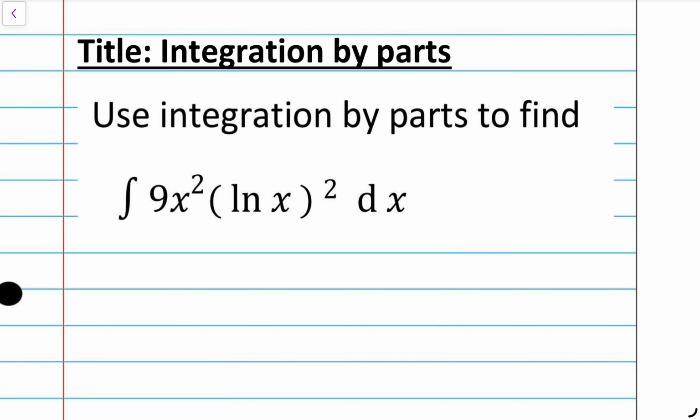Okay, so this question, by the way, came from the excellent Dr Frost Maths, a fantastic website for all different resources. It says, use integration by parts to find the integral of 9x squared times ln of x, all squared. Now, if ln x wasn't squared, we could do integration by parts once and do it, but the ln of x squared makes it a little bit more difficult.